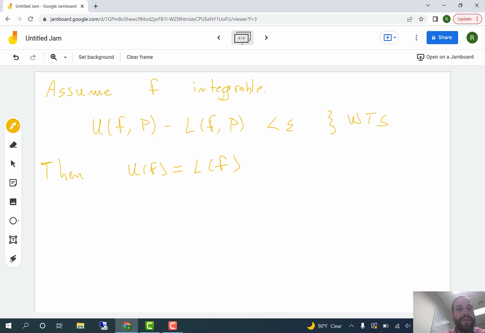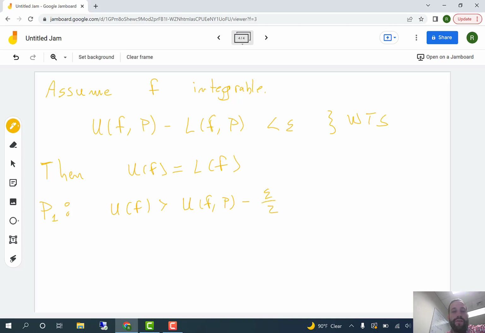Okay, and so now what I'm going to do is find a partition that gets me within epsilon of U(f), and I'm going to find a partition that gets within epsilon of L(f). So those are going to be two different partitions. Let P1 be a partition that approximates U(f) well. In particular, U(f) is going to be greater than U(f,P1) minus epsilon over 2. I'm going to add these together, so I need it to be epsilon over 2.